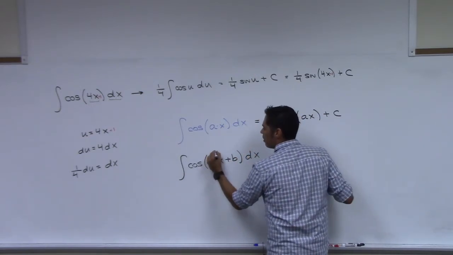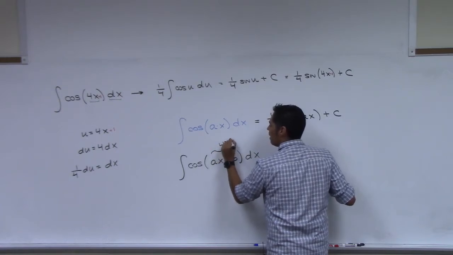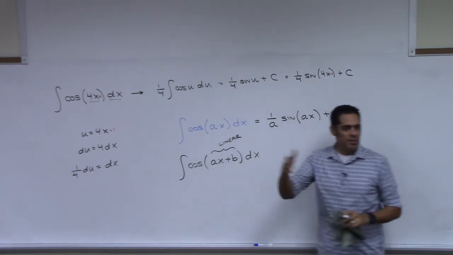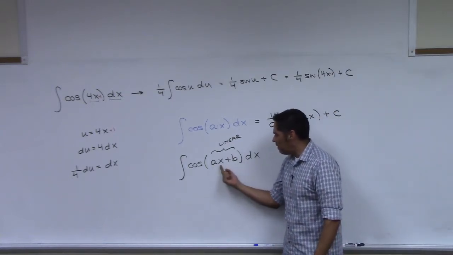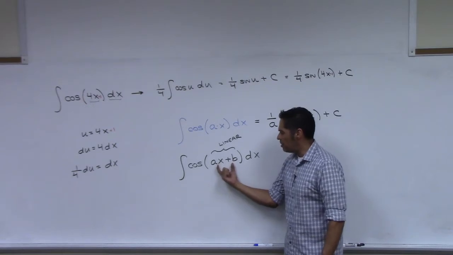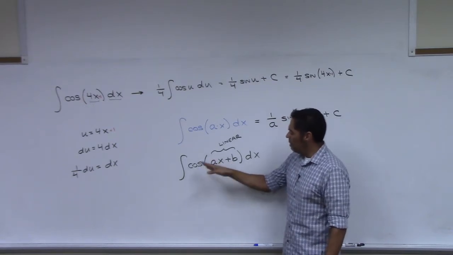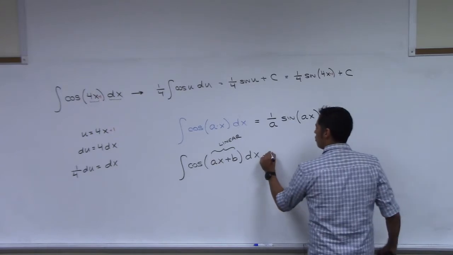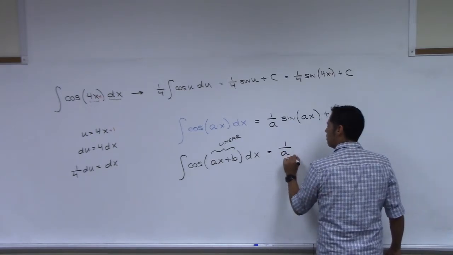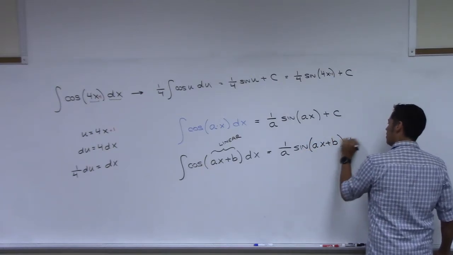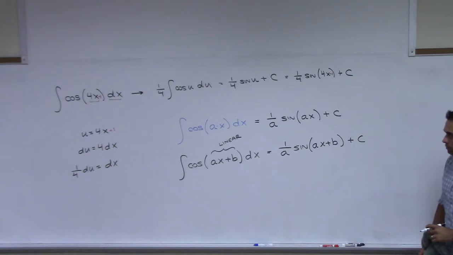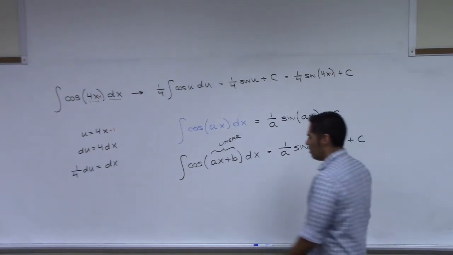So let's say that we have cosine, and in here is linear. Now, linear means, remember y equals mx plus b? This is a number in front of x plus a number by itself. That's a linear expression. If we're trying to find the antiderivative of cosine of a linear expression, it should just be 1 over a sine of that linear expression plus c. That you can box. That is something you should memorize. And don't look at it as a formula as much as what's happening.